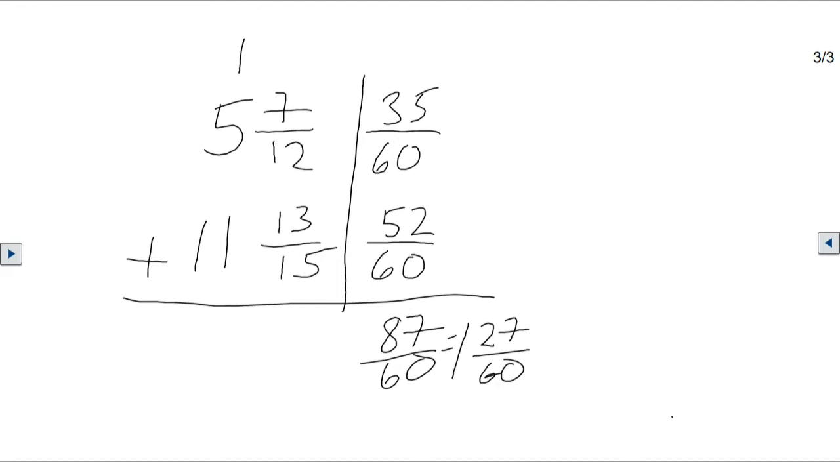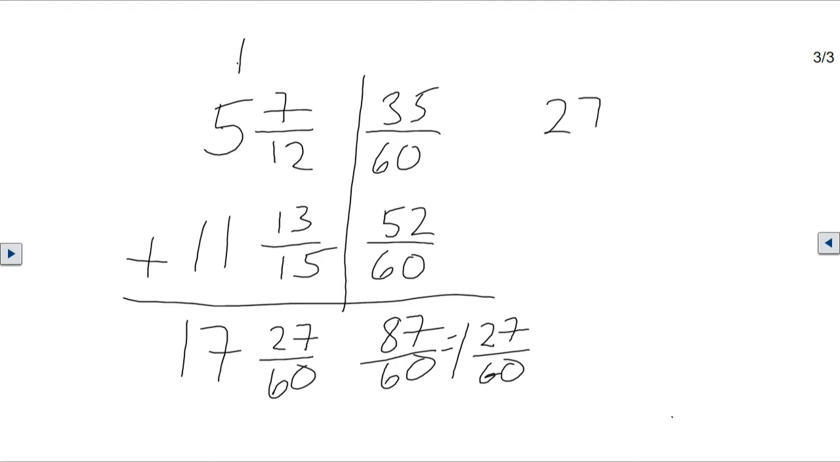Okay, so 1 and 27/60ths. So I carry the 1, right, just like we would when we add regular 2-digit numbers or 3-digit numbers. Okay, over here. So now I've got 5 plus 1 is 6. 6 and 11 make 17. So I end up with 17 and 27/60ths.